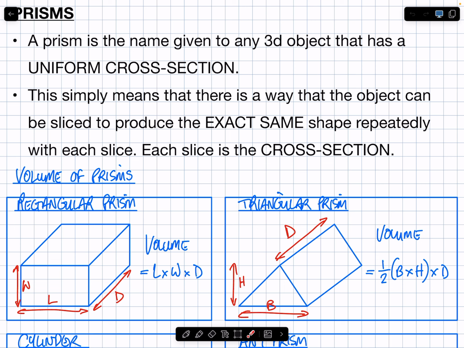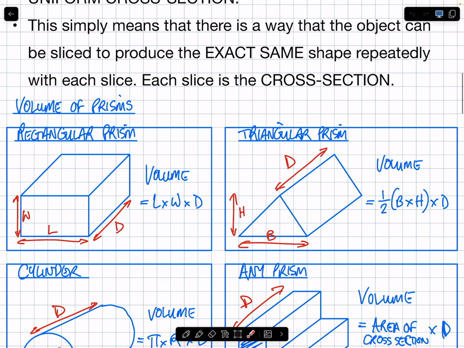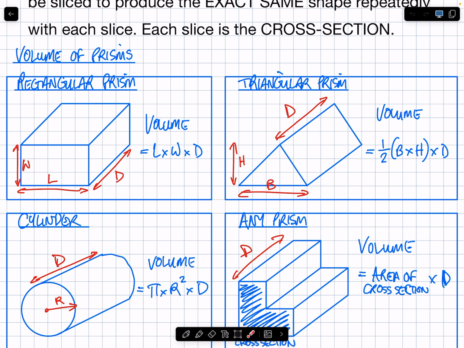Can you see how it's like a rectangular prism? If I sliced it from that end towards me, is it going to produce a really small rectangular prism, like the end of it? What if I turned it this way and started slicing it the same way? Would it be a long, wide rectangular prism? Always the same though. Yeah? So that's a prism.